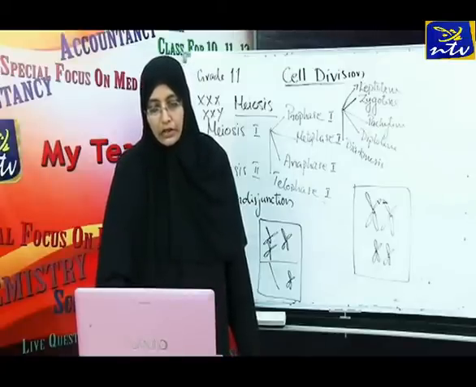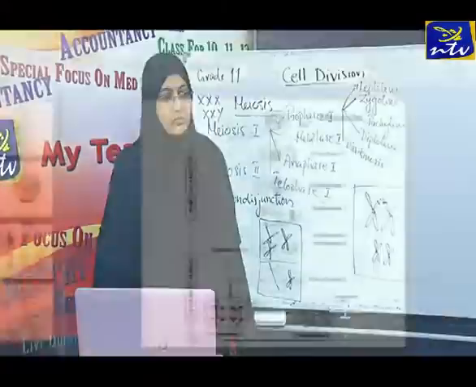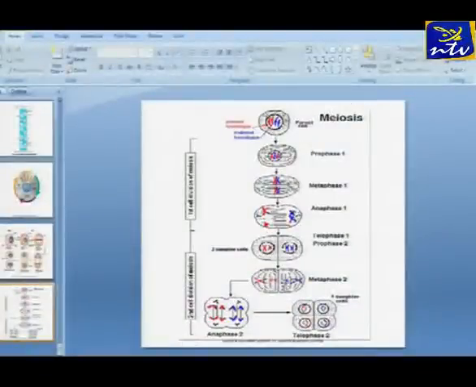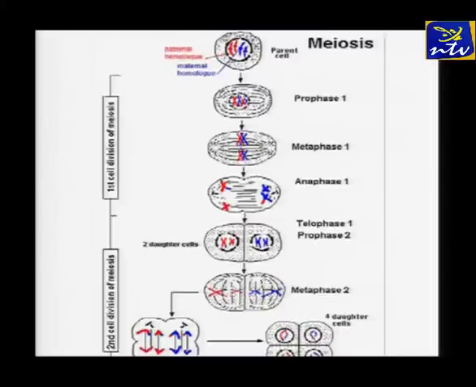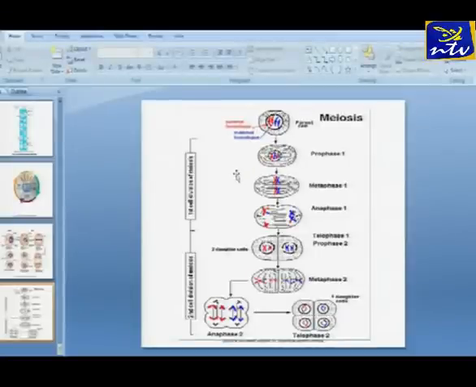Various stages of meiotic cell division: prophase 1, metaphase 1, anaphase 1, telophase 1. Hope this part is clear to you. Prophase 1, metaphase 1, anaphase 1 and telophase 1.